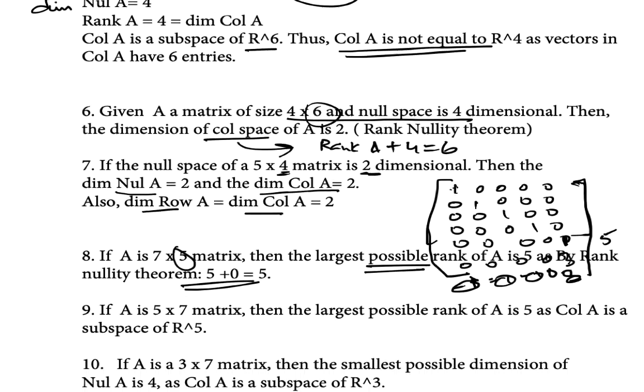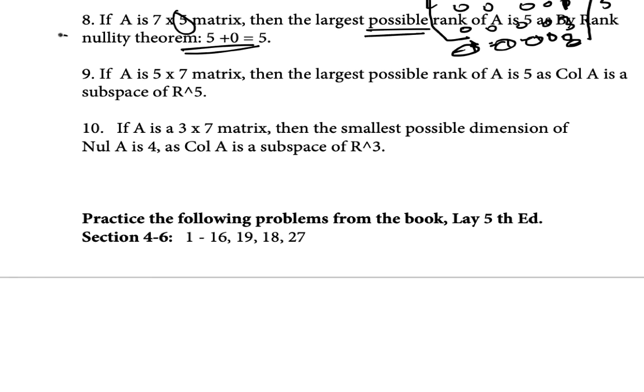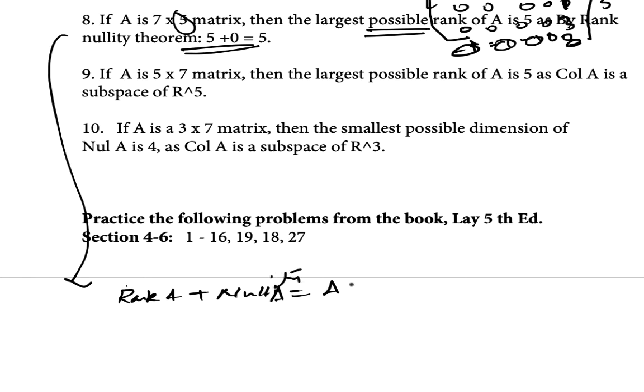Let me do it down here. Now, if you don't want to look at it graphically, the rank nullity theorem says the rank of A plus the nullity of A should equal 5. So what possible values can I have? 5 and 0, 4 and 1, 3 and 2, 2 and 3, 1 and 4, and 0 and 5.